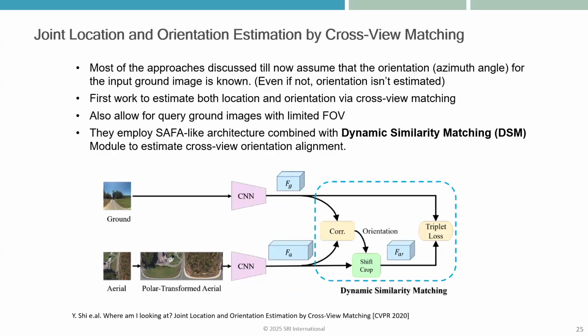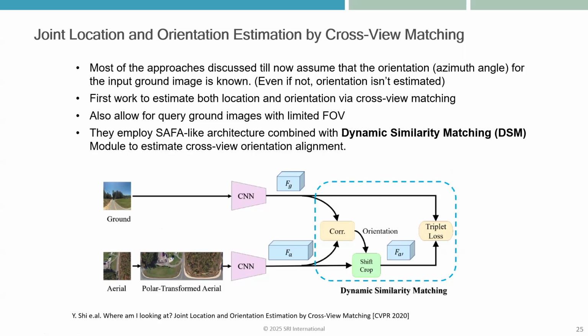And they also, in a subsequent paper, searched for orientation. So they didn't assume the orientation was known. And so they had this technique called dynamic similarity matching to also search for orientation. And essentially what they were doing was they would take this polar transform aerial image and they could rotate it and then match to the ground image to make sure this was the best matching one.